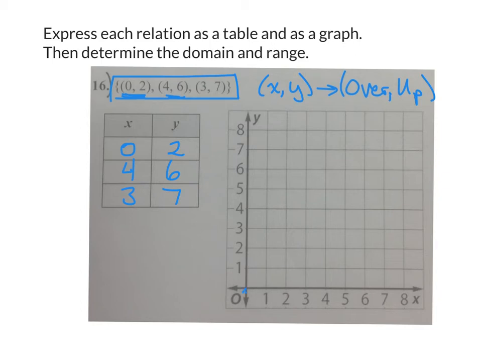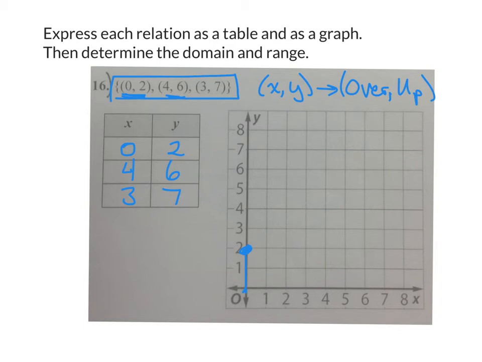Starting at the origin, on my first point, I go over 0, so I don't move at all, and then I go up to right here. That's our first point. Now, this point doesn't have a label to it, so we're just going to leave the point there and not label it at all.